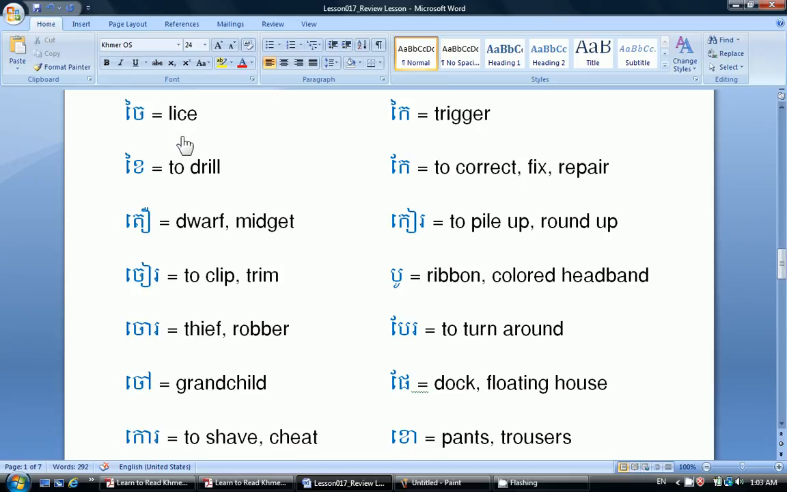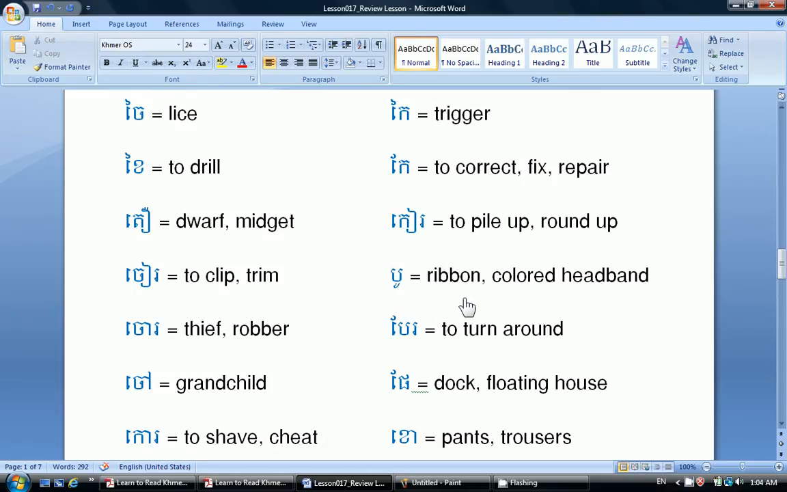Jai, lice. Kai, to drill. Dur, dwarf or midget. Jia, to clip or trim. Jiao, thief or robber. Jiao, grandchild. Gao, to shave or cheat. Gai, trigger. Gai, to correct, fix or repair. Gear, to pile up or round up.